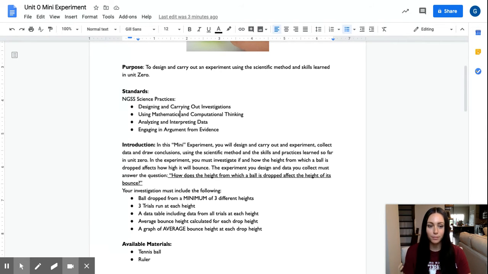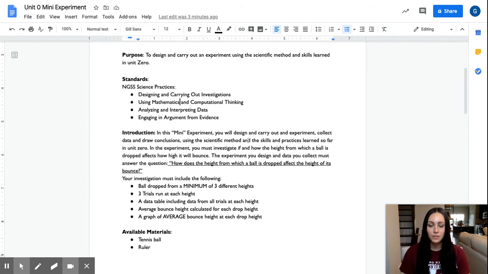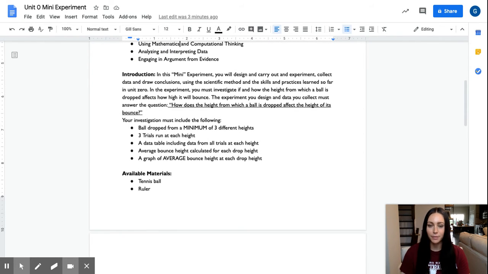The standards that will be covered and assessed in this experiment are all NGSS science practices. We have designing and carrying out investigations using mathematics and computational thinking, analyzing and interpreting data, and engaging in argument from evidence. So now let's read the introduction of the experiment.